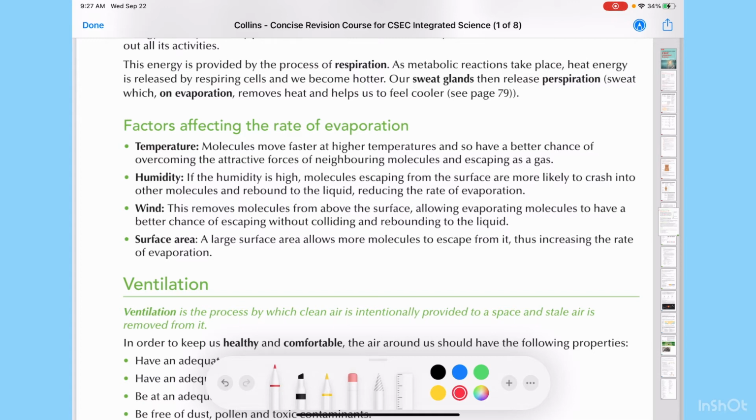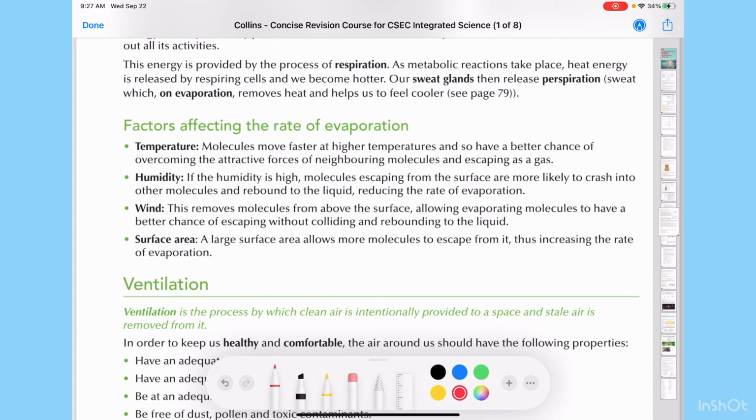Wind is a very important one. This removes molecules from above the surface, allowing evaporating molecules to have a better chance of escaping without colliding and rebounding to the liquid. The wind will basically be blowing off those particles that have high energy. They're right there waiting to escape, and the wind just gives them that extra push to leave the surface of the liquid. So in windy areas, you will have more evaporation happening.